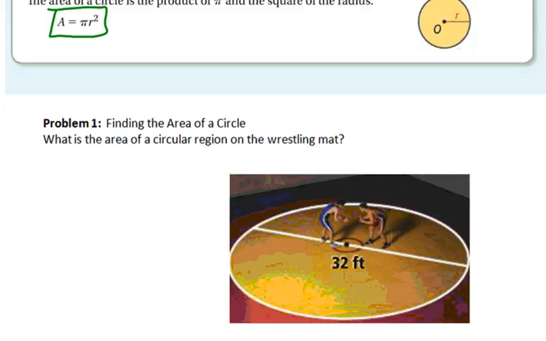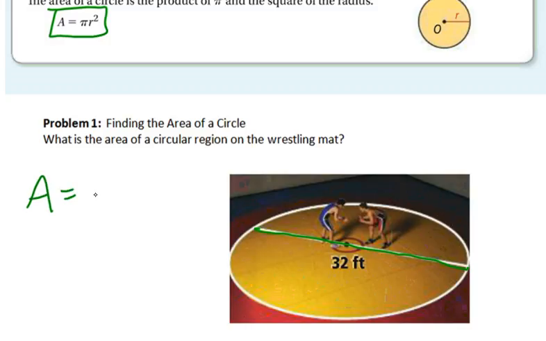I don't know if you've ever seen wrestling, but they do have a circular area for them to be within. And this problem says, what is the area of the circular region on that wrestling mat? How much space does it actually have to move around in? If this whole length right here, the diameter here is 32, don't use 32 in your area because we need the radius.